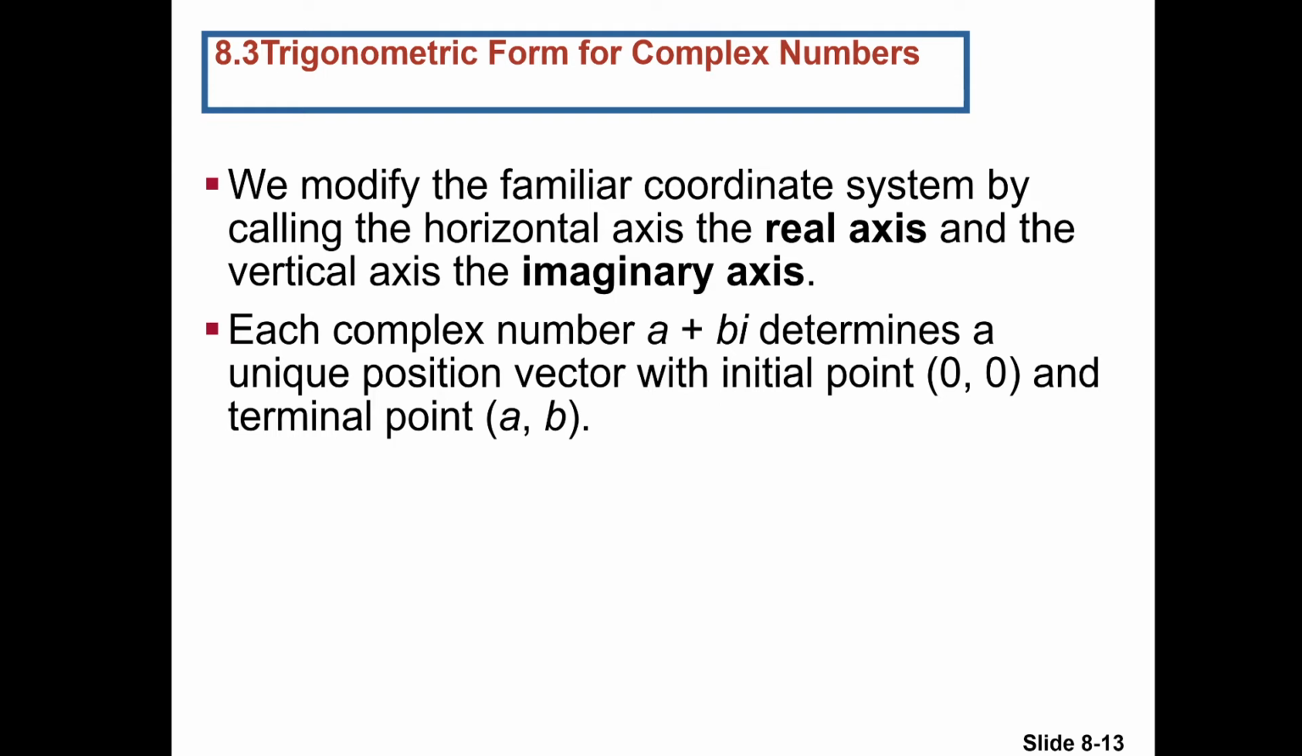So the product of a complex number and its conjugate is always a real number. So we modify the familiar coordinate system by calling the horizontal axis the real axis and the vertical axis the imaginary axis. If you try to plot the point for the complex number, each complex number a plus bi determines a unique position vector with the initial point 0, 0 and the terminal point a, b.